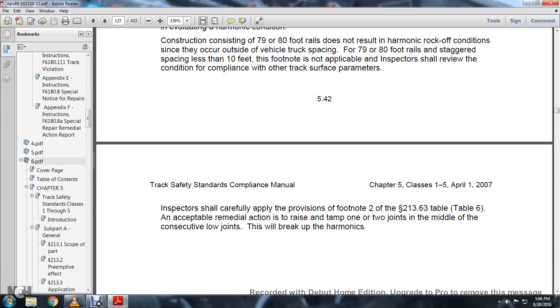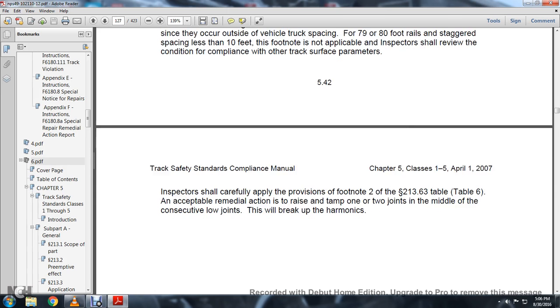Inspectors should carefully apply the provision of footnote number 2, see Statute 21363, Table 6. An acceptable remedial action is to raise and tamp one or two joints in the middle of the consecutive low joints. This will break up the harmonics.